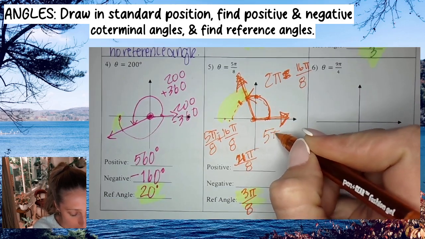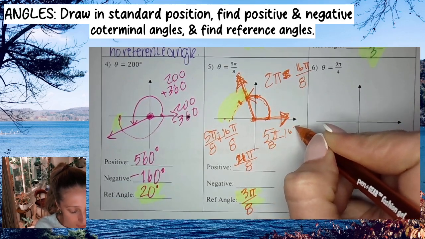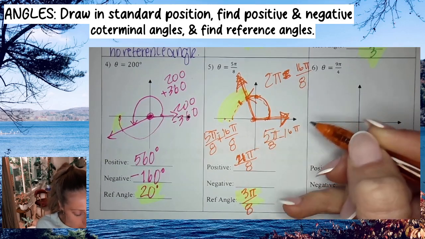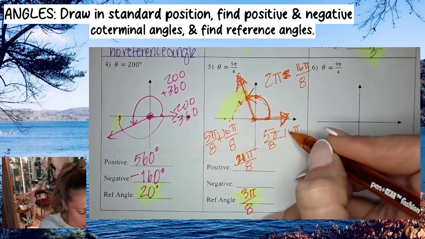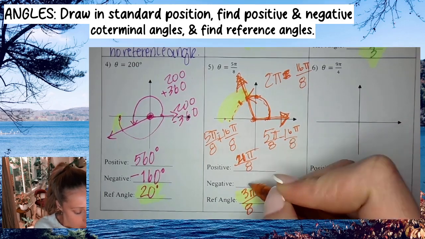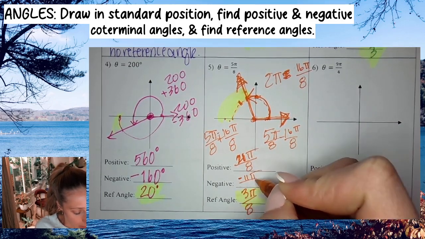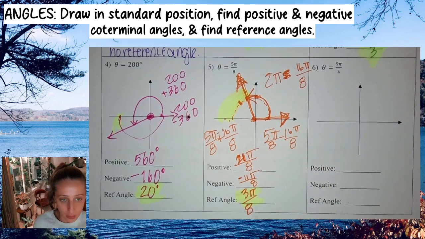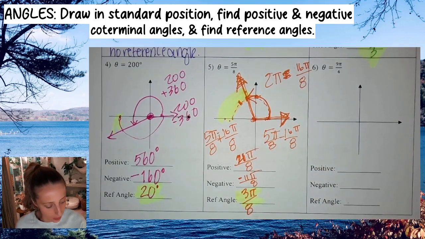5 pi over 8 minus 16 pi over 8. 5 to 16 is going to be 11, right? Because 5 plus 10 is 15. So negative 11 pi over 8. And that's it. Done with that entire example. A little sloppy, but it is what it is.